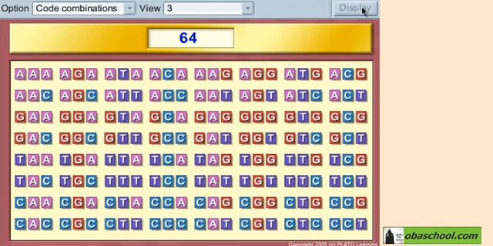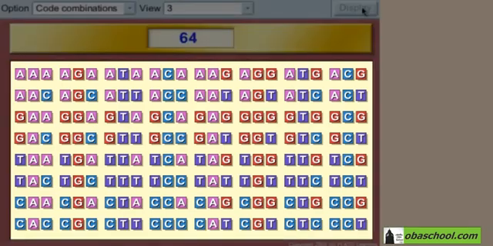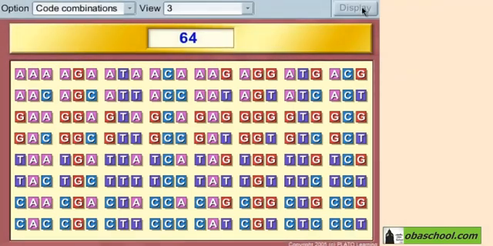It is 64. And these are actually all of the combinations that make up triplets in our DNA. Each one of these triplets is a codon, and it codes for something.